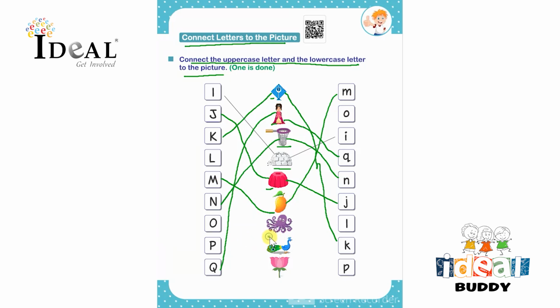After that it's octopus, O. So they will connect it with the uppercase O and the lowercase o. After that it's peacock, sound is P. So they have to connect it with the uppercase P and the lowercase p. Then it is lotus, beginning sound is L. So they will be connecting it with the uppercase L and the lowercase l.